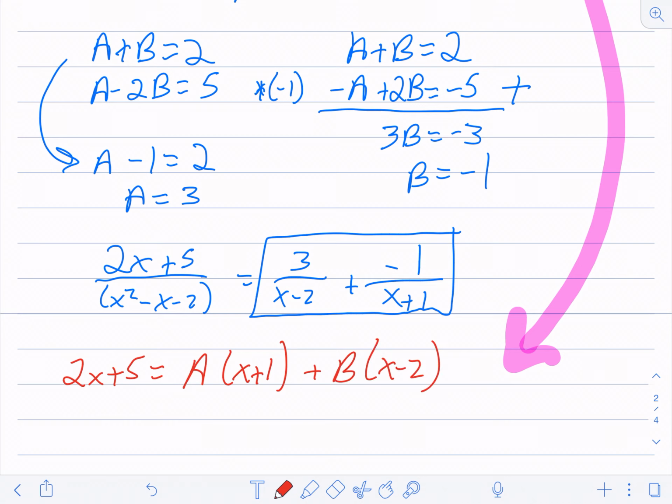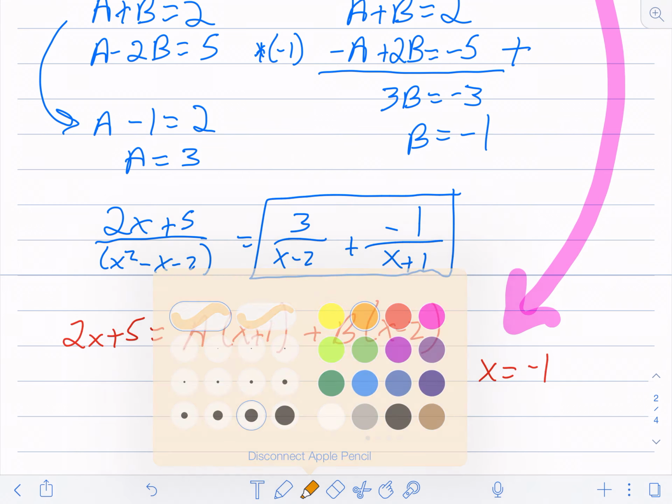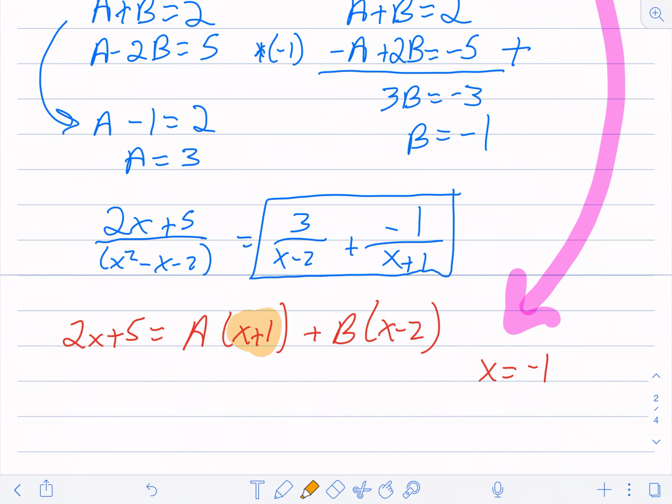Instead of coming up with 2 equations with 2 variables, one thing I could have done is I could have chosen some values for x and see if I could eliminate a term and solve for a or b. For instance, I'm going to put in x equals negative 1. And if I plug in x equals negative 1, look what's going to happen to this term right here. That's going to end up being 0. So I'm going to eliminate my a, and I can solve for b.